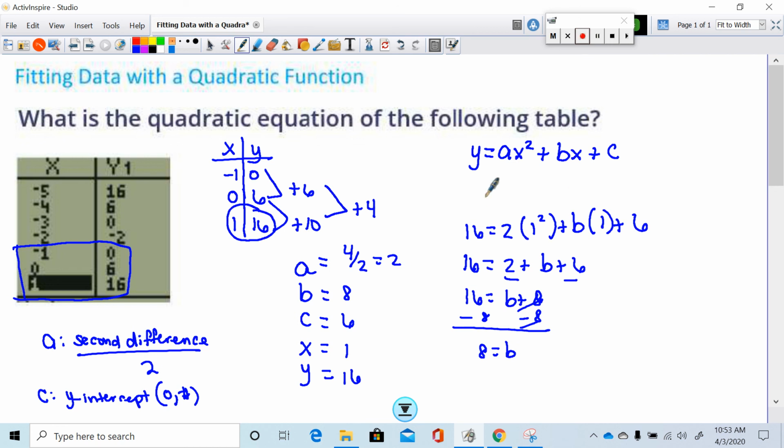So now I have all the information I need to make my answer. Y and x stay in your answer, so you're literally plugging in a, b, and c. So y equals 2x squared plus 8x plus 6. And that is the equation from this table.